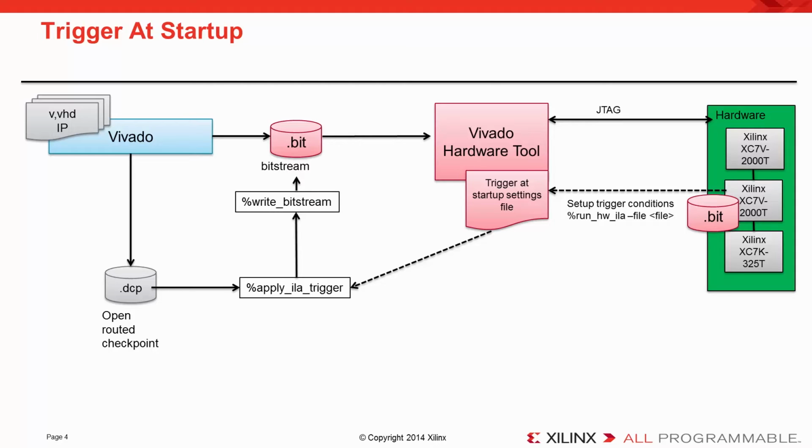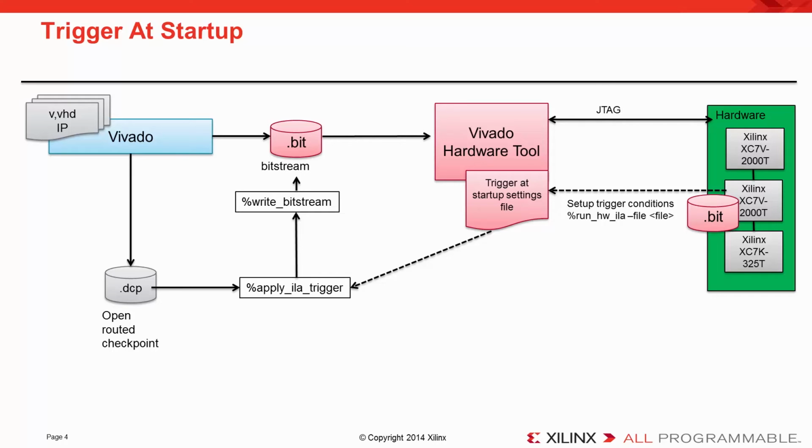Third, we write a new bitstream that contains the Trigger at Startup condition that was applied to the implemented design in the previous step. Now, this new bitstream is ready to be programmed into the device. This will pre-arm the ILA debug core with the Trigger at Startup conditions. If those conditions occur at startup, the debug core will capture the data, and this data can be displayed on the waveform of the Vivado runtime GUI. The important thing to note is that throughout this flow, we do not require the user to re-implement the design.